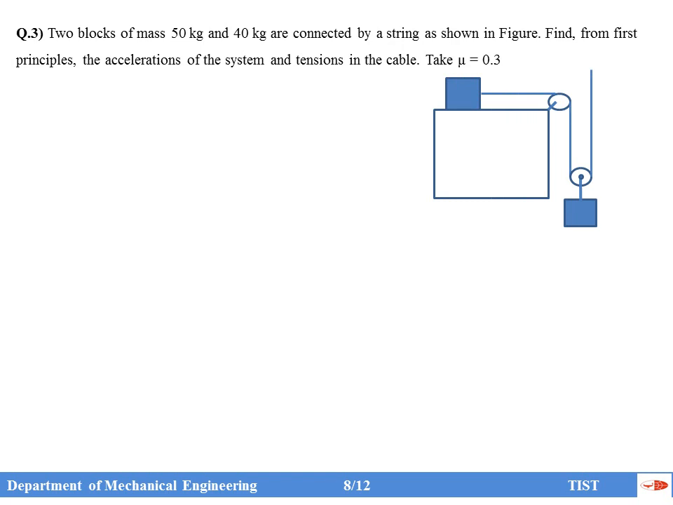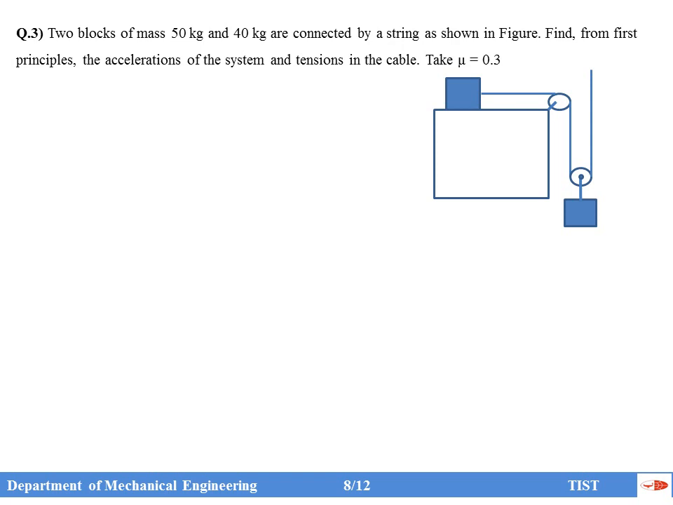Then you need to find out, from the first principle, meaning from Newton's second law, in the physical domain, the acceleration of the system and the tension in the string. Acceleration of the system means you need to find out the acceleration of both the blocks. And you need to find out the tension.